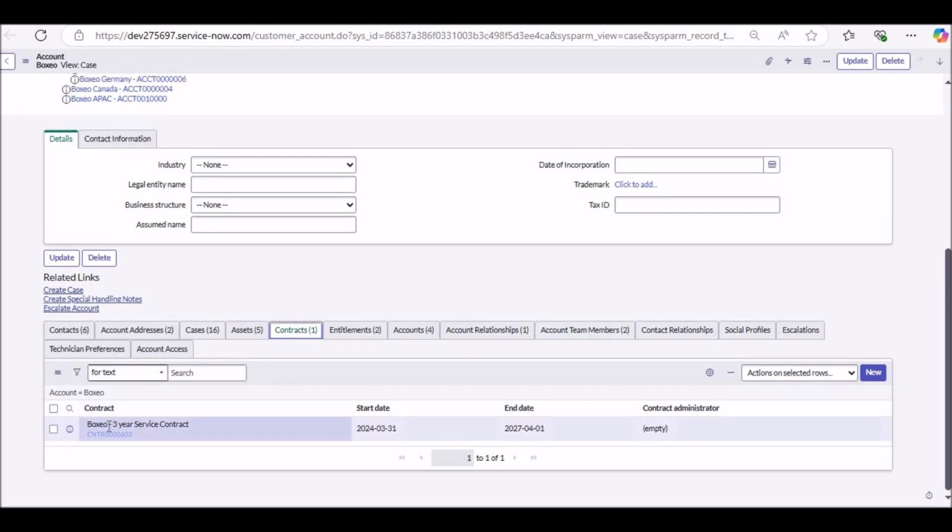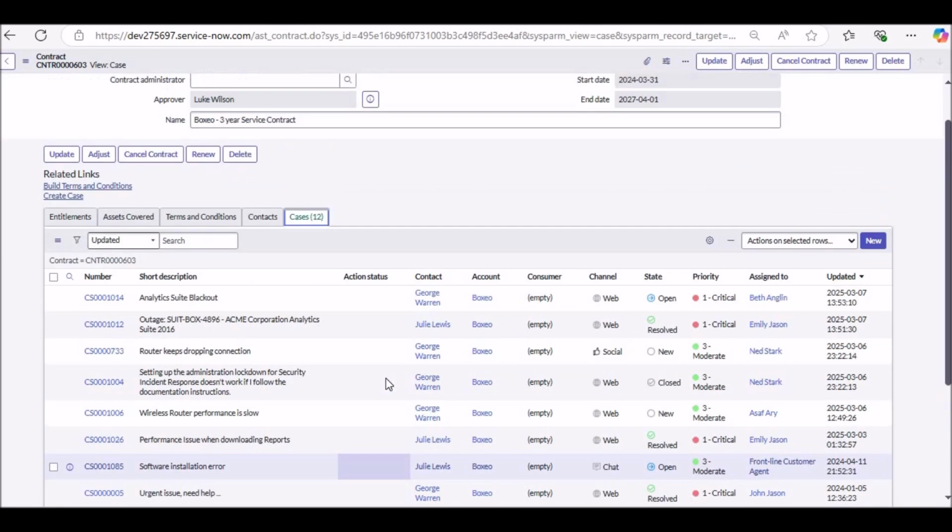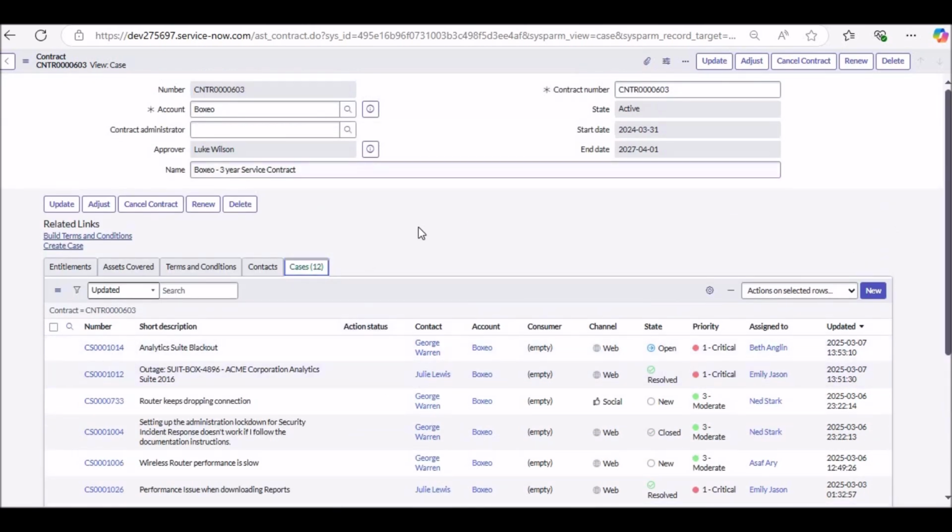Okay, let's go further into the contract. If we can see more detail, this contract has 12 associated cases. It does not have any more detail. Let's go to the household.